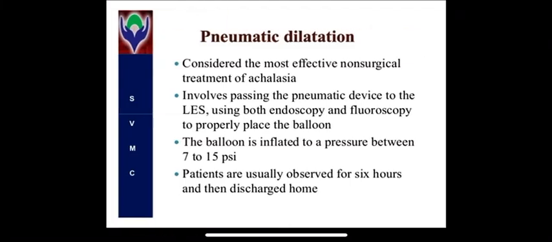Pneumatic dilatation is considered the most effective non-surgical treatment of achalasia. It involves the passing of a pneumatic device to the lower esophageal sphincter using both endoscopy and fluoroscopy to properly place the balloon. The balloon is inflated to a pressure between 7 to 15 pascals. Patients are usually observed for about 6 hours and then discharged home.